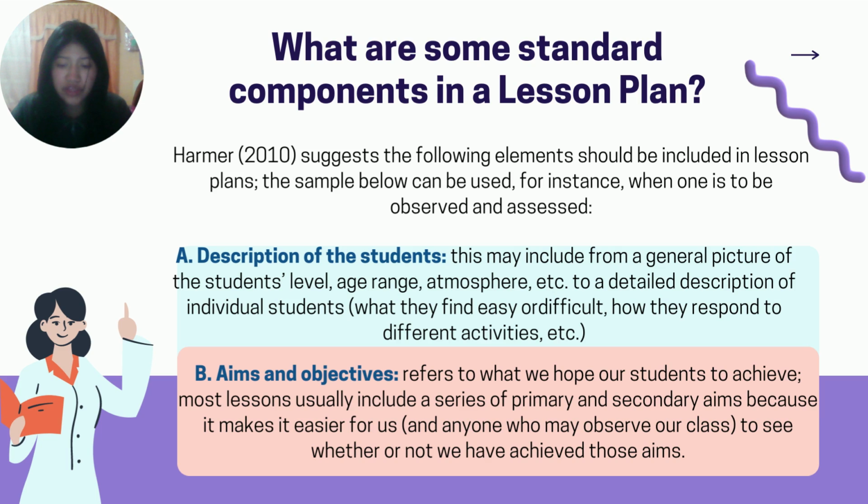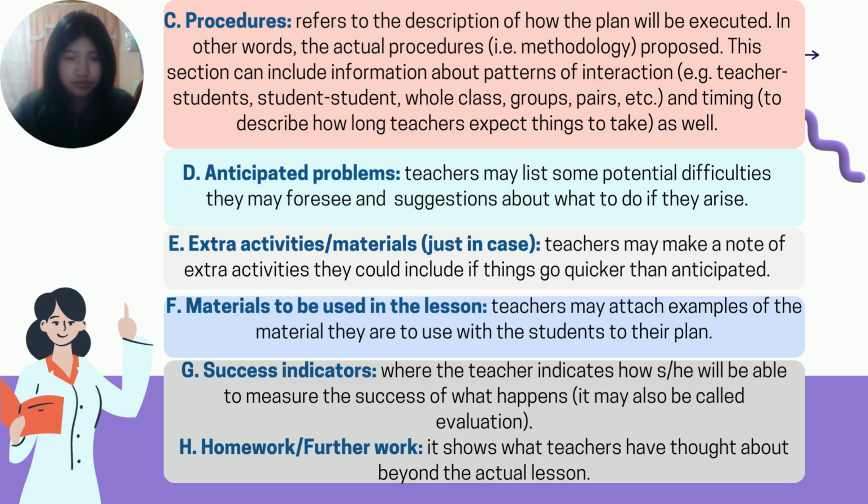It refers to what we help our students to achieve. Most lessons usually include a series of primary and secondary aims because it makes it easier for the teacher and the students as well. C. Procedures. It refers to the description of how the plan will be executed. In other words, the actual procedures, for example, the methodology proposed. This section can include information about partners of the interaction, for example, teacher-student, student-teacher, student-student.